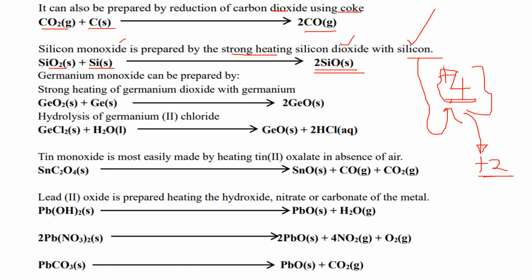So silicon dioxide reacts with silicon to form silicon monoxide. And then you can say that germanium monoxide can be prepared by the following reactions. First of all, you can prepare germanium monoxide by heating germanium dioxide together with germanium, just like we said for other elements. Or you can simply get germanium 2 chloride and then hydrolyze it with water so that you can get germanium 2 oxide or germanium monoxide.